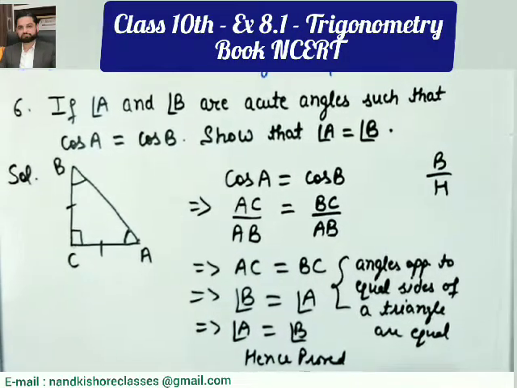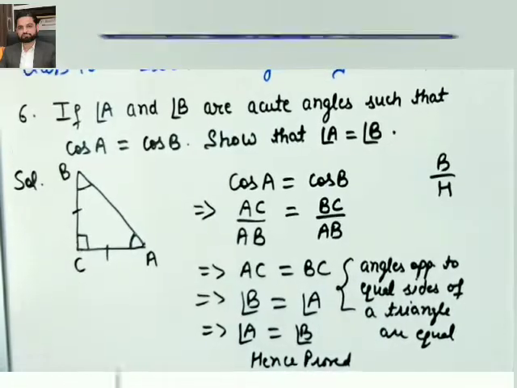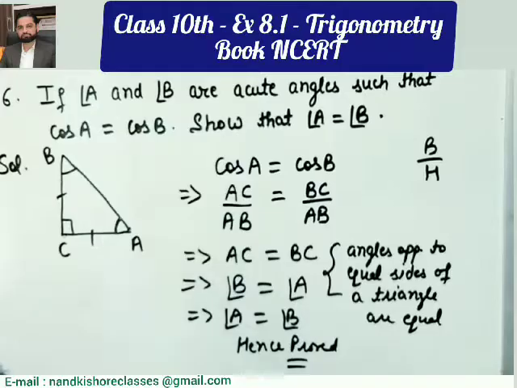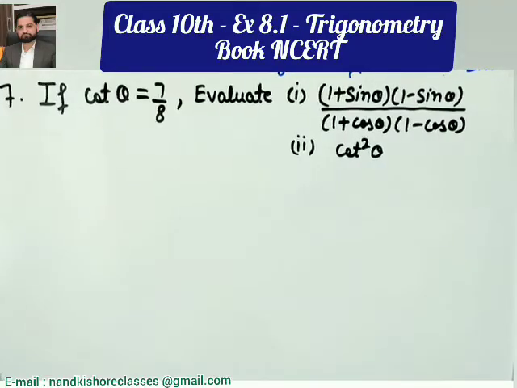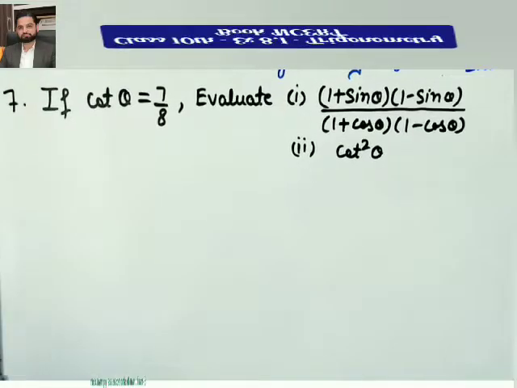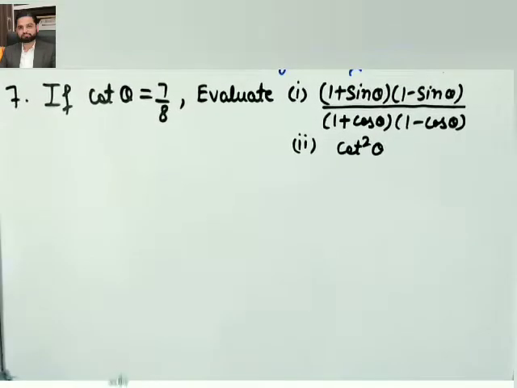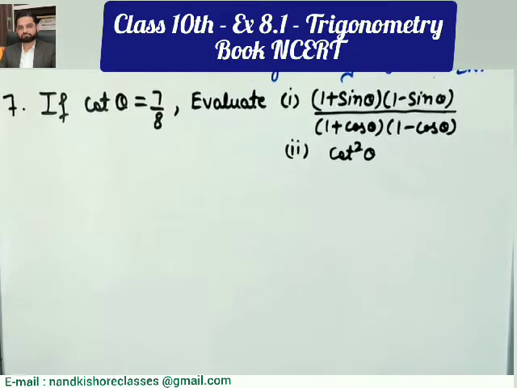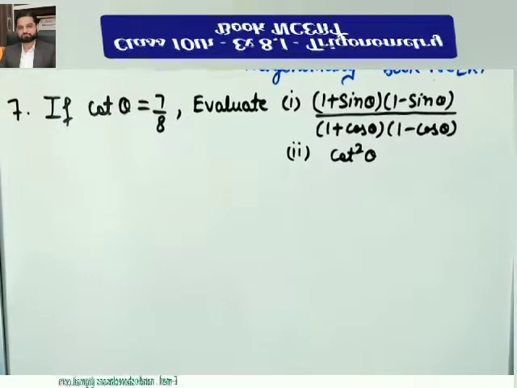So see, it is a very easy question. And let's move now to question number 7. If cot theta is equal to 7 by 8, then evaluate. The first and second parts are there on the board. We need to follow the method we had done in our last lecture. We are going to follow the same method.